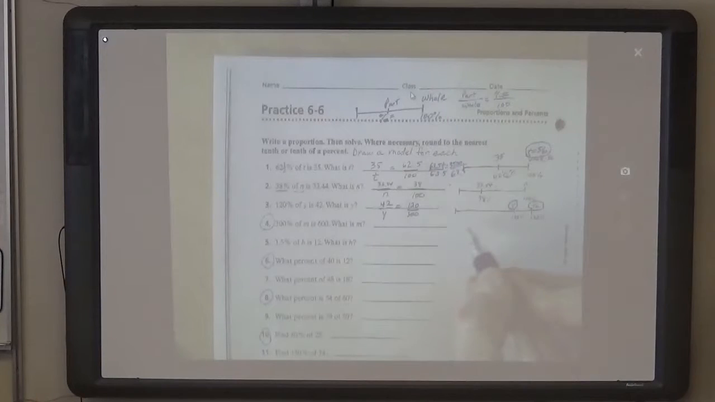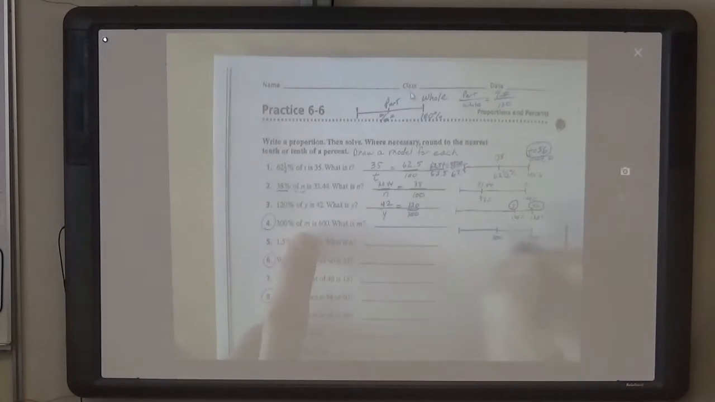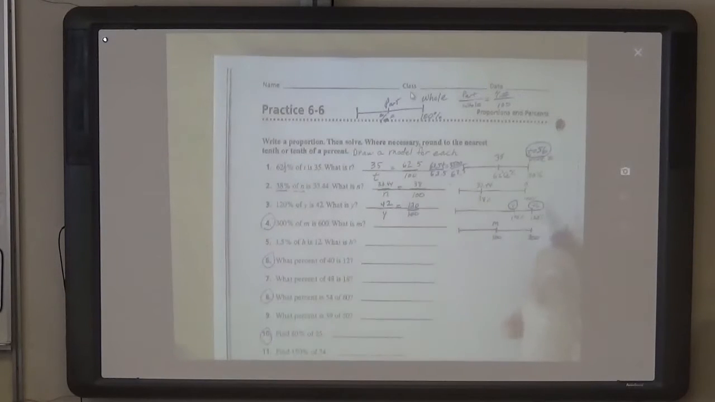I'll help you with number 4, because that's a lot like number 3. The percent numbers are on the bottom. 300% of m, so m is the whole, that goes over 100. And 600 is the part that is 300% of m.